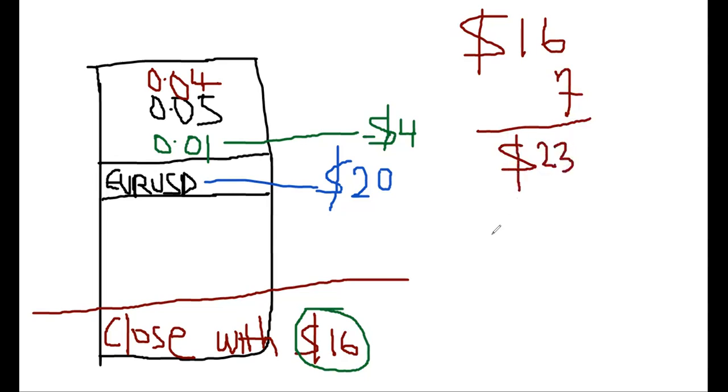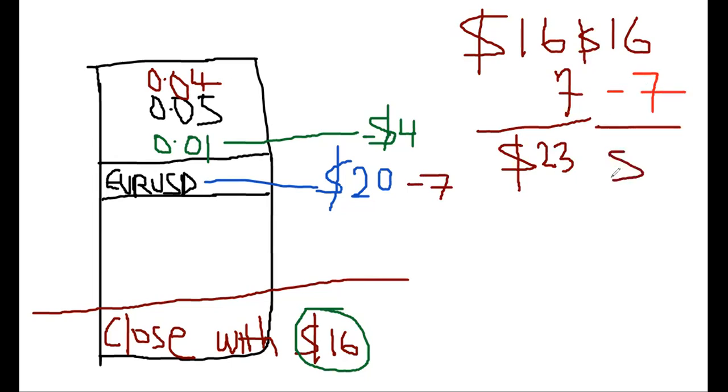Let me tell you the advantage. If, God forbid, this trade goes in reverse and doesn't go your way, you might have a loss of maybe minus $7. Now, 16 minus $7 would be $9. So in other words, you will definitely have some profits running in your profit margin.